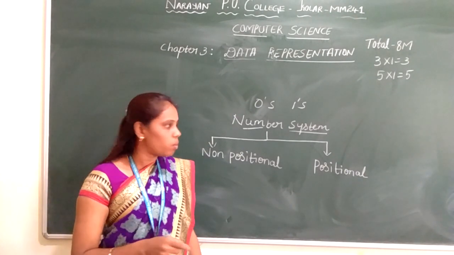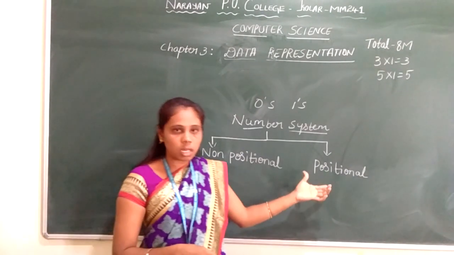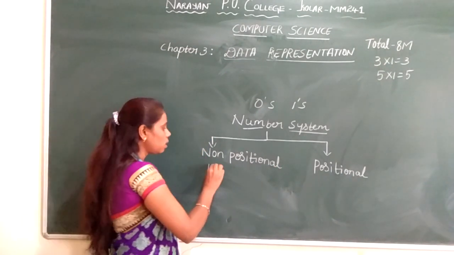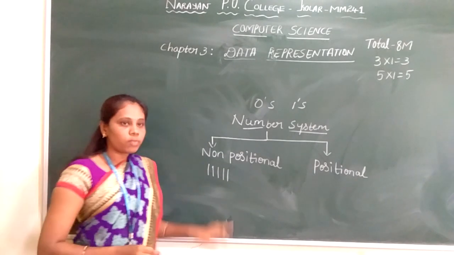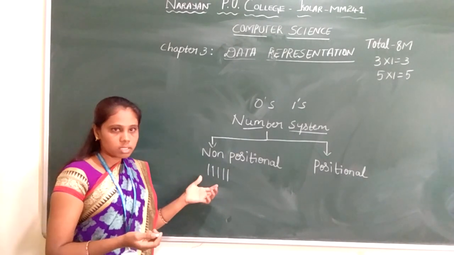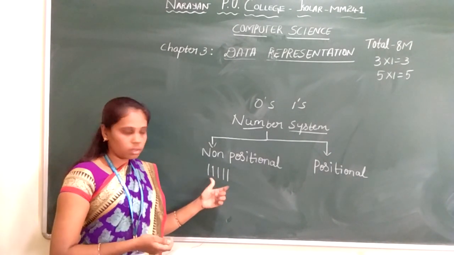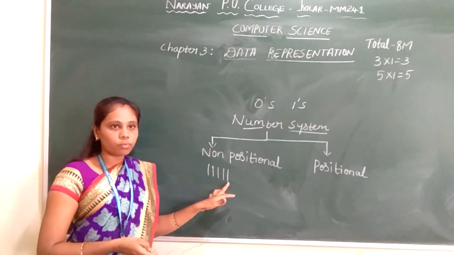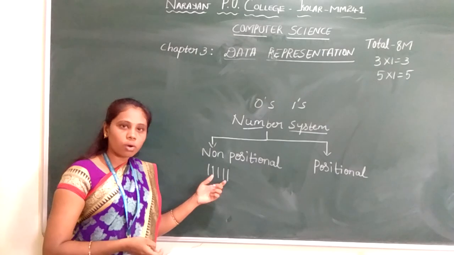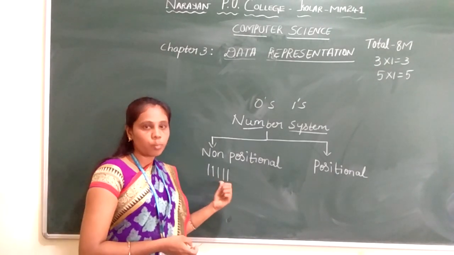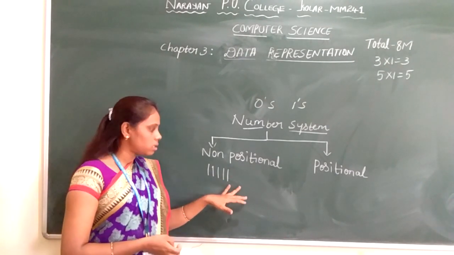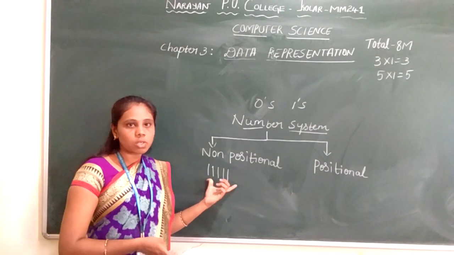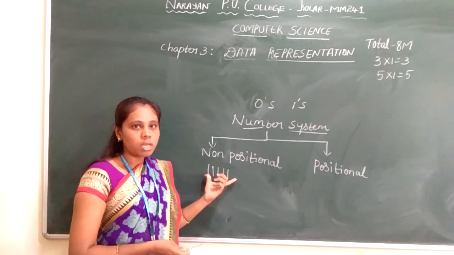To overcome this problem, we have one more system, that is the positional number system. But in the non-positional number system, they were using a marking system if they wanted to count more than 10. In this system, irrespective of the position, if you change any of the digits, it does not make any difference. Why? Because it does not have any specific value for its position. So this is the main drawback of the non-positional number system.